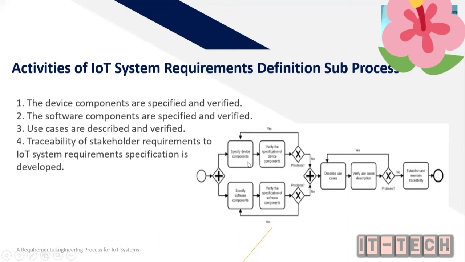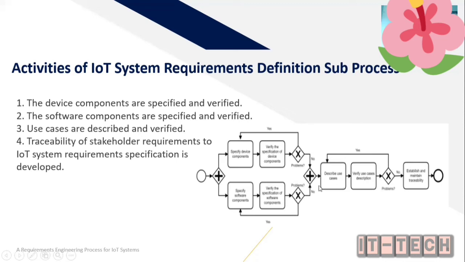Here, at first, specify device components, then verify the specification of the device components. This activity aims to evaluate the specification of the device component of the IoT system. If they are facing problems, then it will go to specify device components again, and if not, then it will go to the next step, that is describe use cases. Same as when we specify software components, then verify the specification of software components. After that, if it is facing problems, then it will go to the first step, and if not, then it will go to describe use cases.